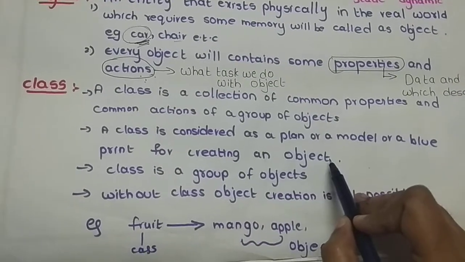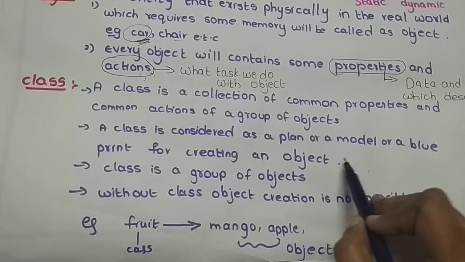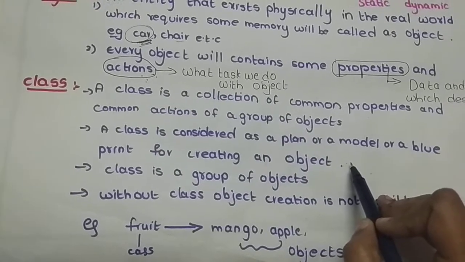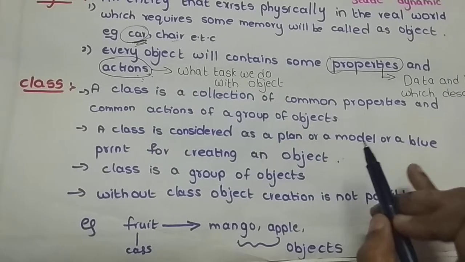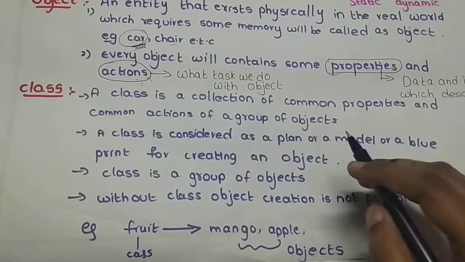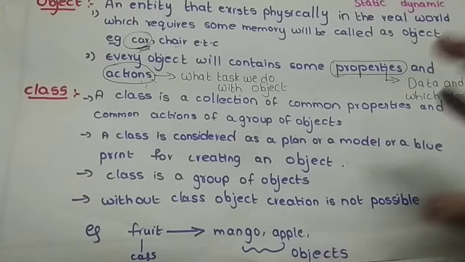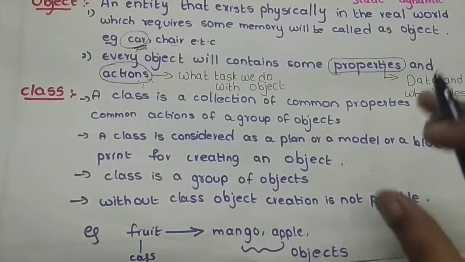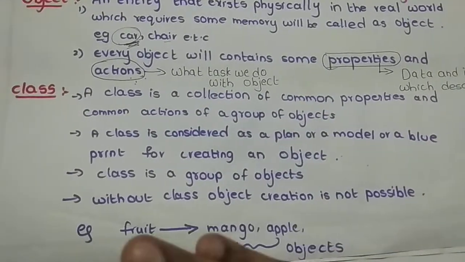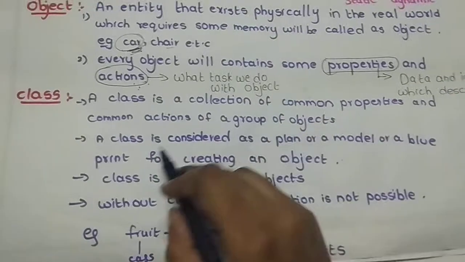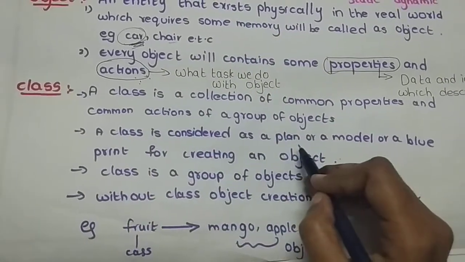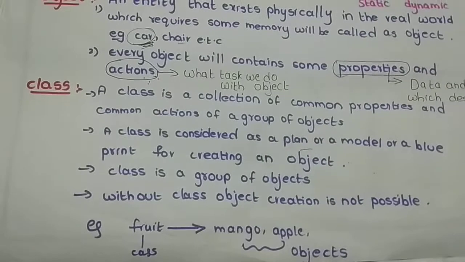For example, if we want to construct a building, we should have a plan of construction: how many rooms we have to construct, or on which side we have to construct. So we have some plan. Without planning, we cannot construct. So a class is like a plan or blueprint for creating any object.